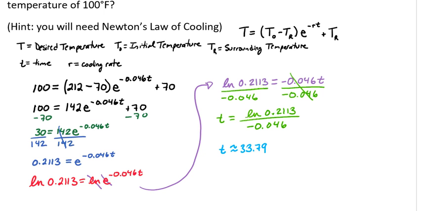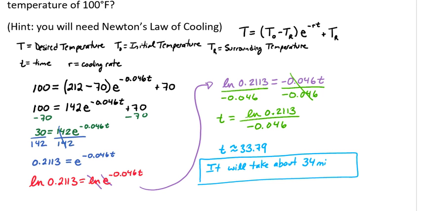So what does that mean in regards to our problem? Well, what that means is that it's going to take about 34 minutes for the stew to cool to a serving temperature of 100 degrees Fahrenheit. So from the following two examples, we've seen that logarithms can be used in investing as well as in cooking.